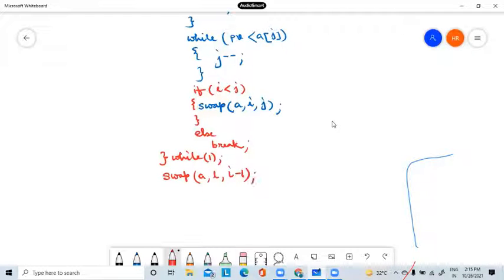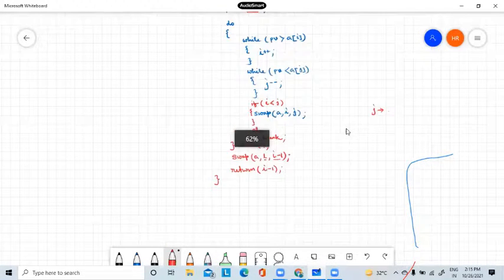Now you can ask why, sir, j is not used. I will answer this question, but before this, just try to understand the whole algorithm. So swap the pivot position and the i minus 1 position. And finally, I will return the position of the pivot. What is the new position of the pivot? Obviously i minus 1. So I will return i minus 1. This is the end of the function.